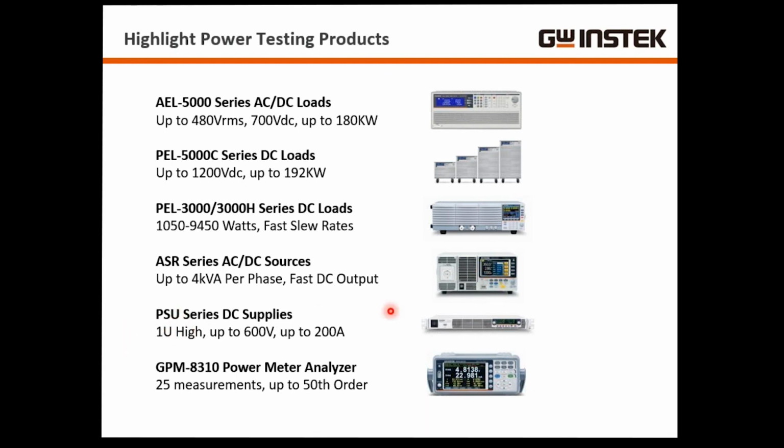Our PSU series, low profile, goes up to 600 volts or 200 amps, 1.5 kilowatts of capacity. You can stack these up to 4 on certain models to acquire 4.2 kilowatts of power capacity output. Our GPM power meter as well. So these are all power products that you can use in conjunction with one another. I'm sorry, with at least this particular one, you can use it with these types of instruments as well to monitor power, measure power factor, harmonics up to order 50.